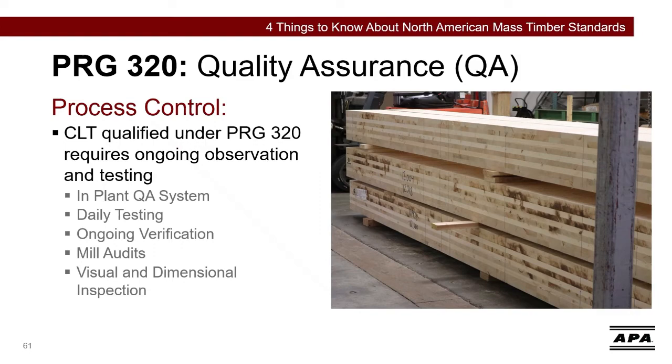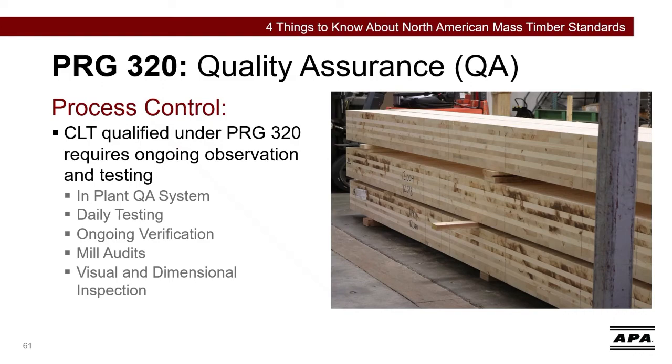For APA members, an APA auditor would be performing these in-process checks. Daily testing focuses on the integrity of end, face, and edge joints. These tests check bond strength, wood failure, and durability, with samples taken evenly throughout each production shift. Effective bond area is also checked, assuring that bonding surfaces maintain at least an 80% effective bond area.